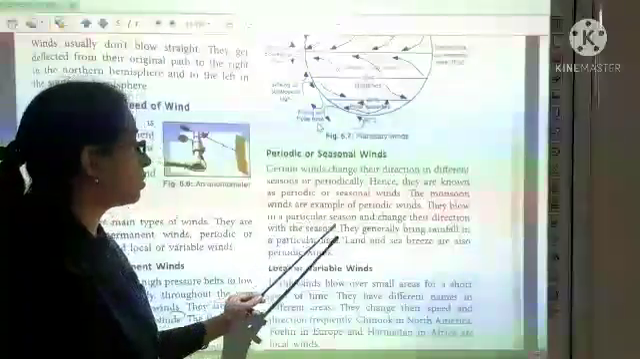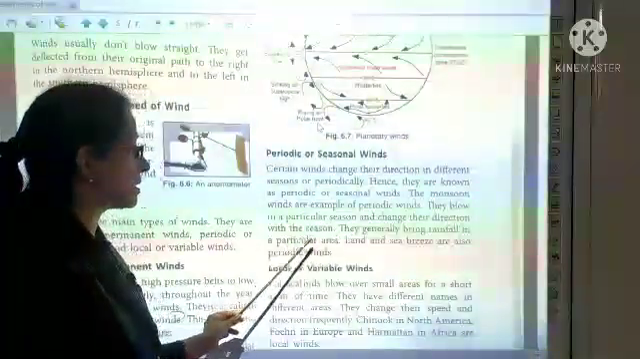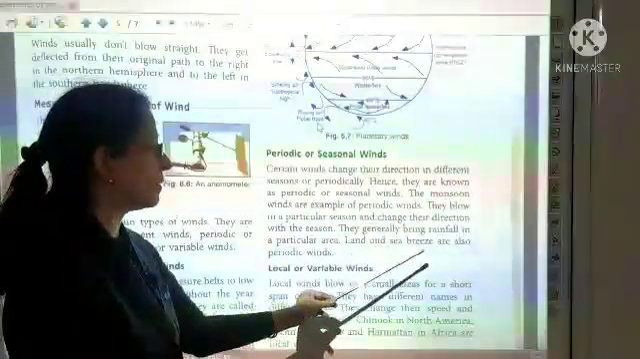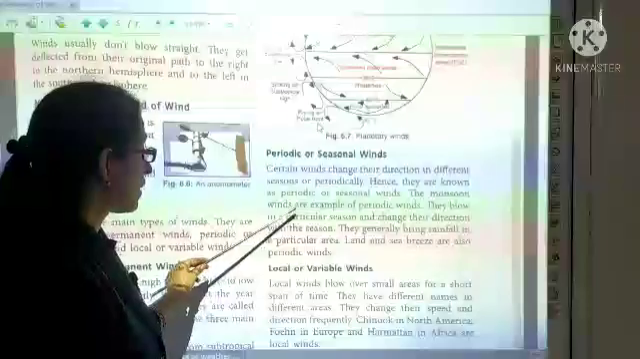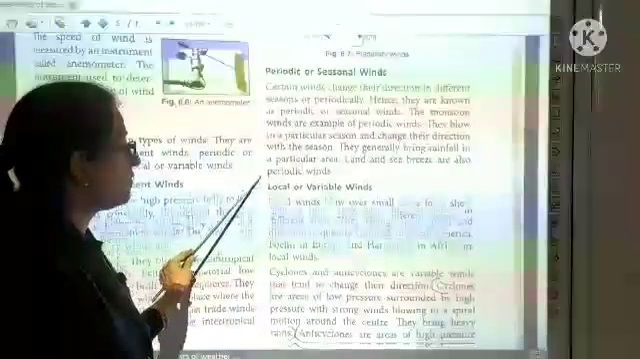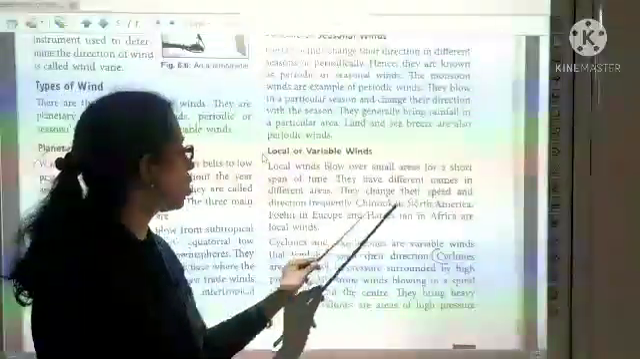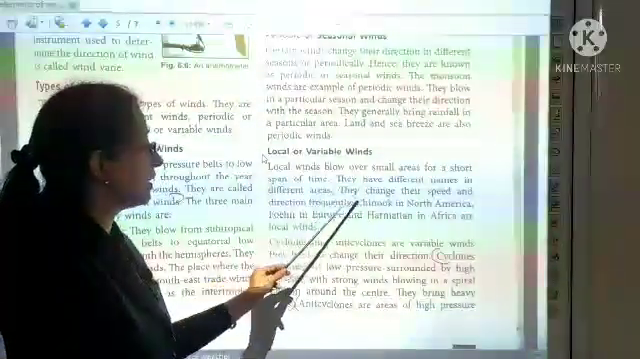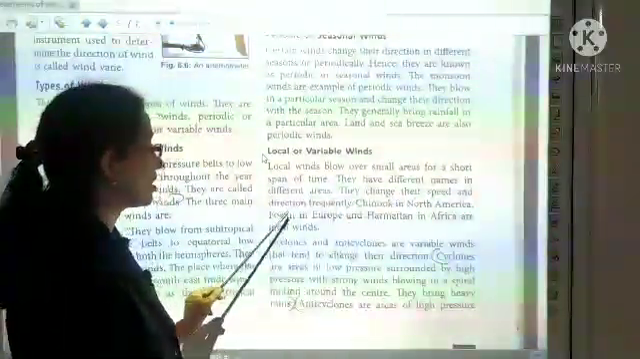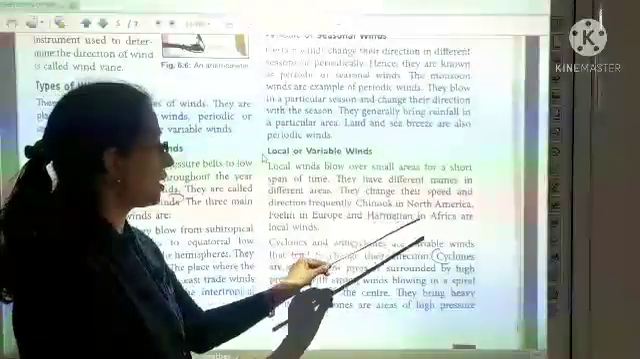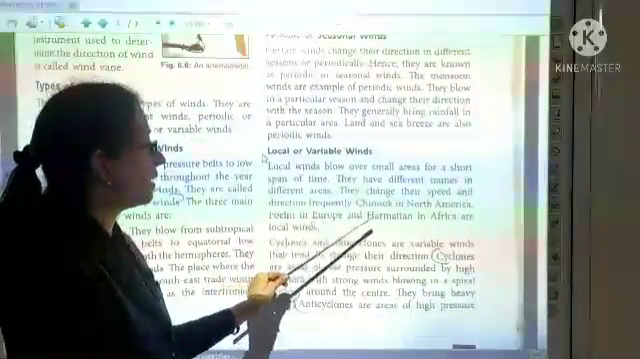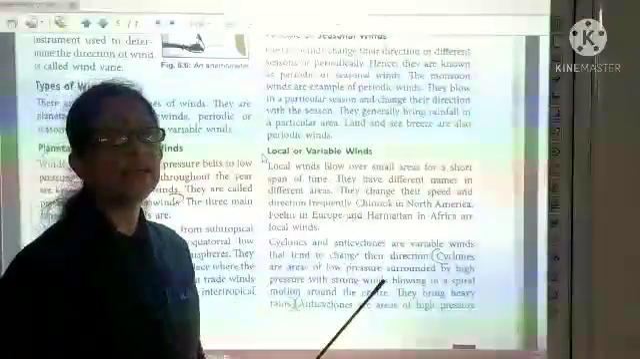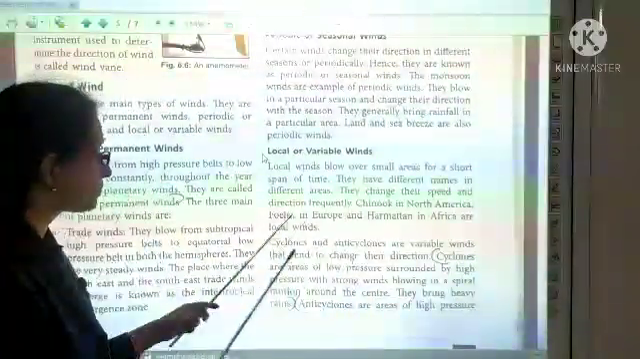They blow in a particular season and change their direction with the season. They generally bring rainfall in a particular area. Land and sea breezes are also periodic winds. Local or variable winds. Local winds blow over small areas for a short span of time. They have different names in different areas. They change their speed and direction frequently. Chinook in North America, Foehn in Europe, and Harmattan in Africa are local winds. Local winds के ये वाले नाम हैं that we have to learn.